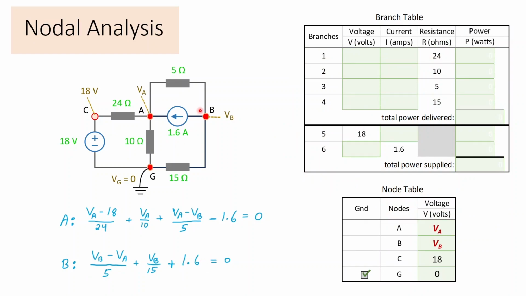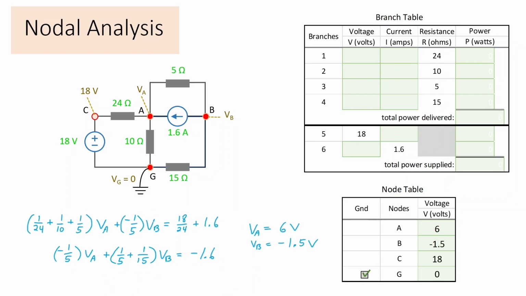Now for junction B, you can also work this one out as well, right? VB minus VA over 5 would be leaving, 1.6 would be leaving, and VB minus 0 over 15 would be leaving. So here are our two equations. And if I collect like terms on one side and constant terms on the other side, I'm not going to do the Excel solution again. You can do that or some other algebra or solver. But we would get these node voltages, which then go into the node table, right? So in nodal analysis, we solve the node table first.